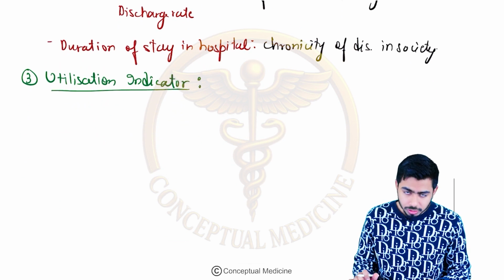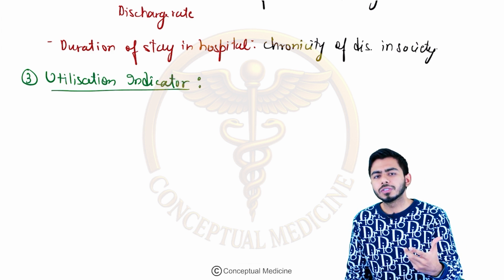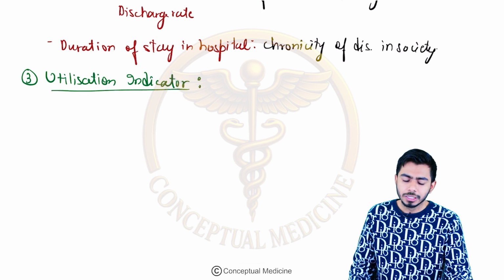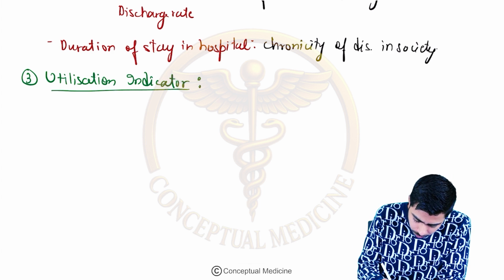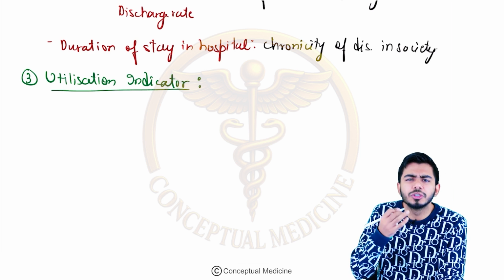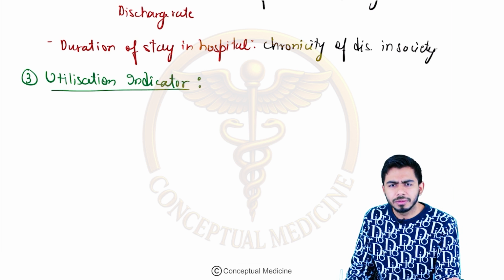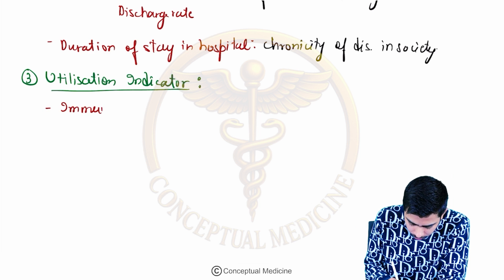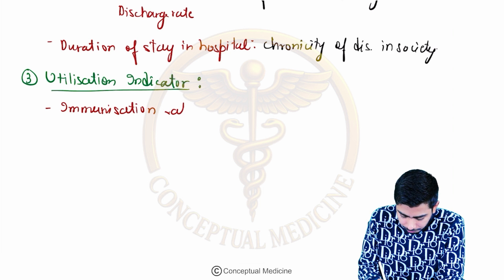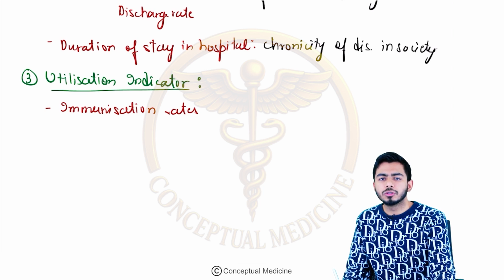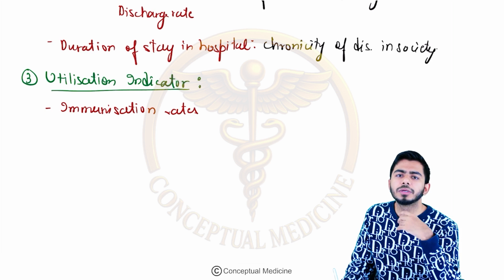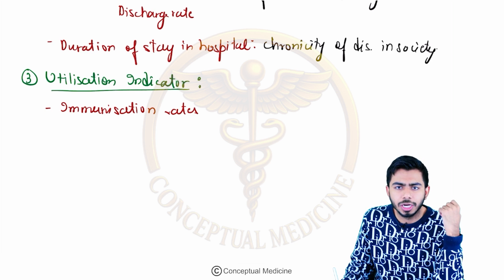Now utilization indicator: how well the people are utilizing the services provided by the government. That is your utilization indicator, very important. Here we are talking about, for example, the several immunization programs run by the government. Immunization rates, how well the immunization rates are going, how frequently the people are coming for the immunization programs for their child and all.